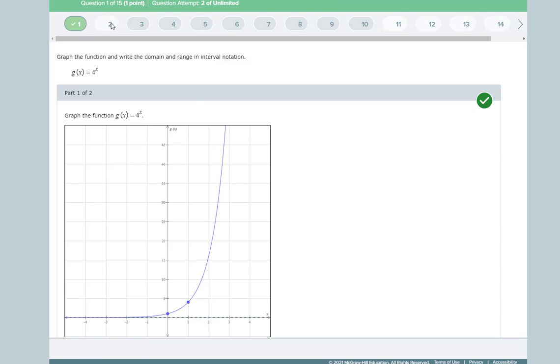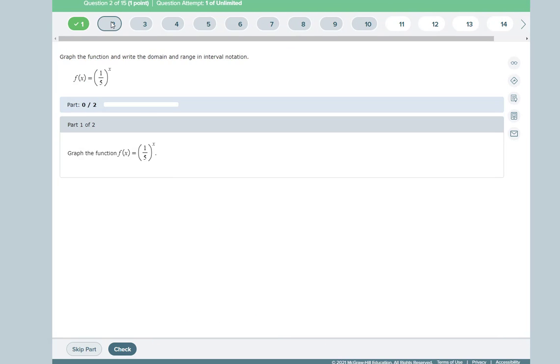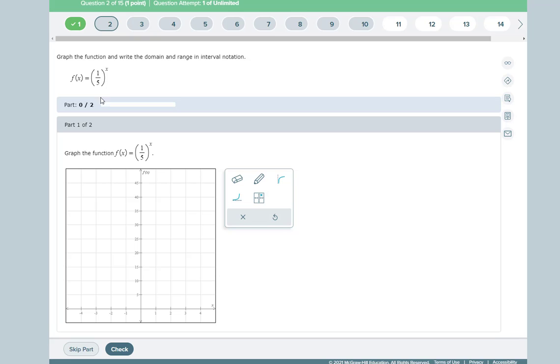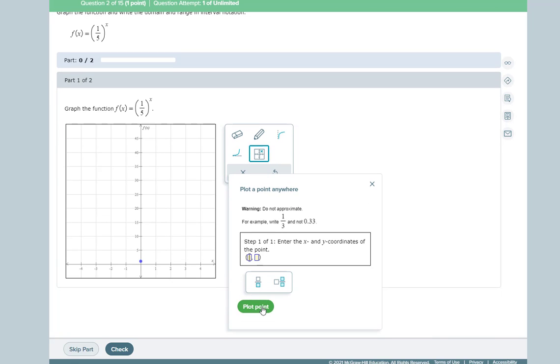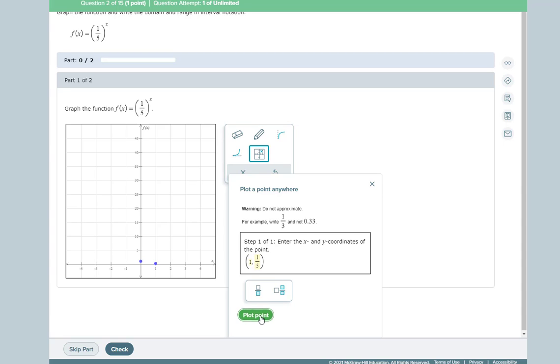Okay, for question number 2, it's going to ask us to do the same thing, but it has an exponential function where the base is a fraction, like 1/5 here. Similarly, we're just going to click on the coordinate plane to plot our points. If I plug in a 0, it's going to get me 1, so I plot that point. Then when I put a 1 in, that's going to get me a 1/5, so I plot that point.